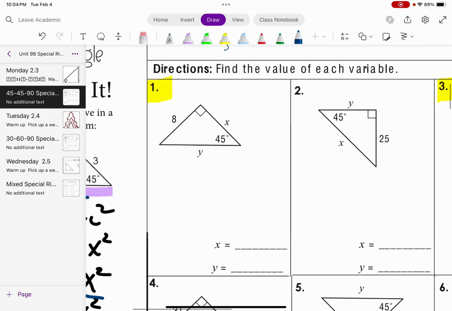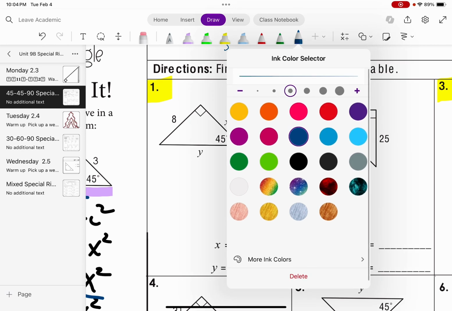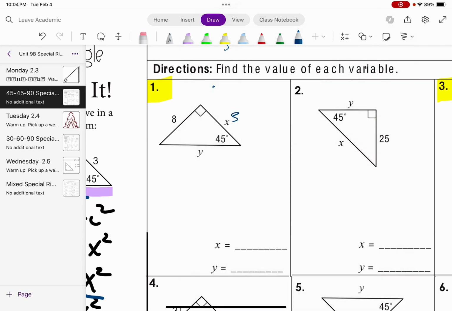For number one, what we're going to do is label what we've got. We've got side s, and the hypotenuse s square root of 2. Always remember, the legs are the same. So this happens to be 8, and that will be 8 as well, meaning that entire x is going to be 8.